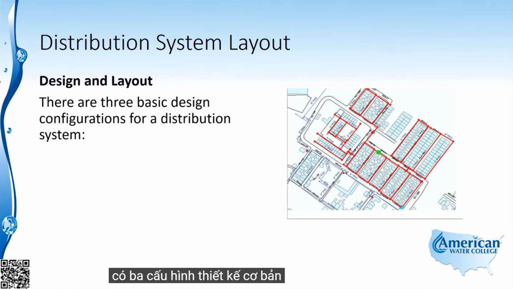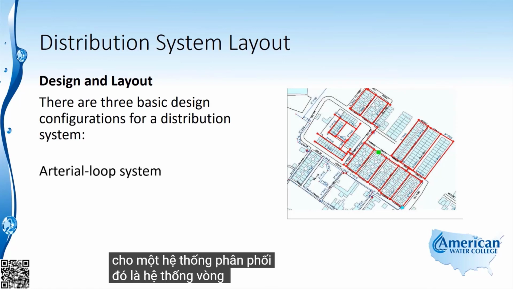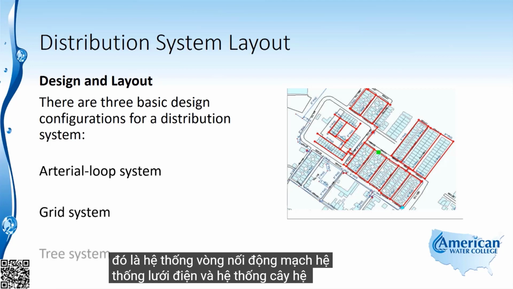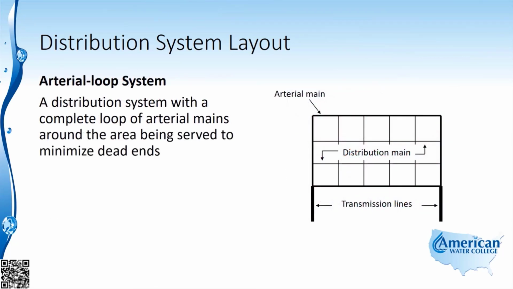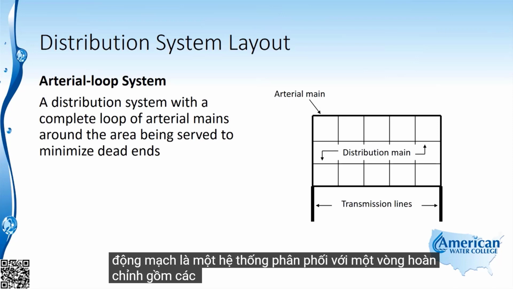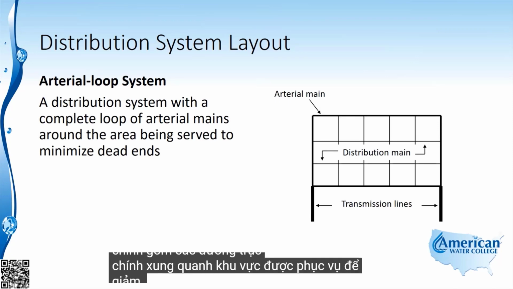There are three basic design configurations for a distribution system. There's the arterial loop system, the grid system, and the tree system. An arterial loop system is a distribution system with a complete loop of arterial mains around the area being served to minimize dead ends.